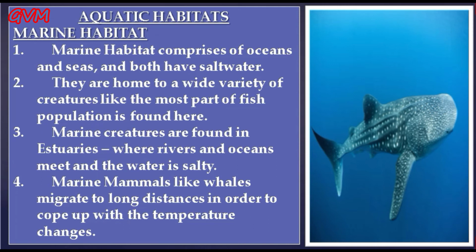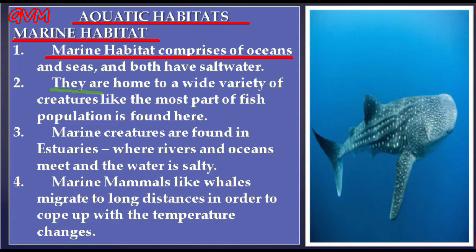Now students, the next kind of habitat is aquatic habitats. Students, aquatic habitats are those kinds of habitats that are generally found in and around bodies of water like lakes, rivers, ponds and wetlands, etc. So students, the first aquatic habitat is marine habitat. Students, this marine habitat comprises oceans and seas. And students, as you all know very well, both these kinds of habitats, means to say oceans and seas, have salty water.